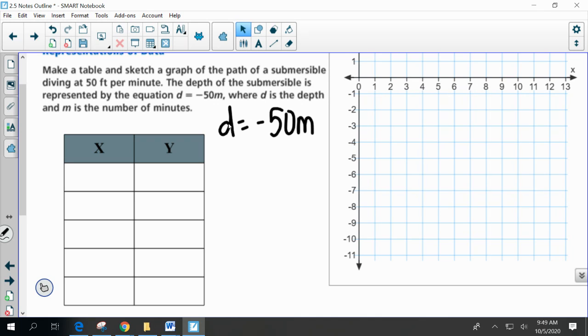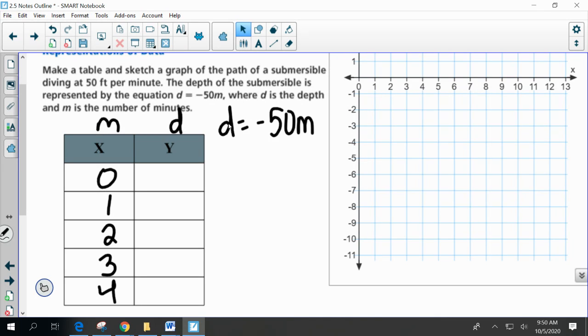Okay, so talking about your input and your output, which would go with input, M or D? M. So M is going to go with input, D is going to go with output. We're talking about M meaning minutes. Can you have negative minutes? No. So we're not going to start with that XY chart we did before with -2 because we can't have -2 minutes. We're just going to start at 0 and work our way up.